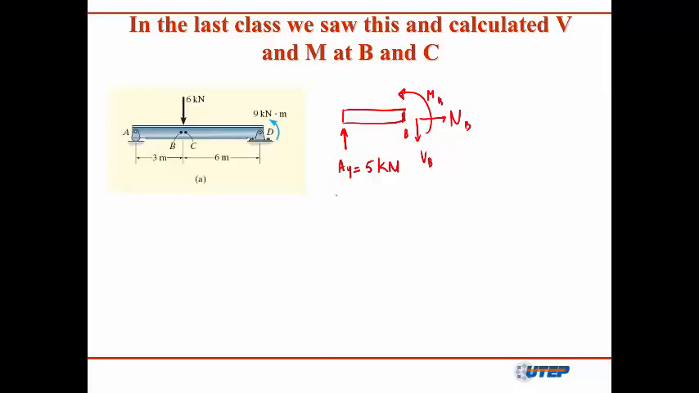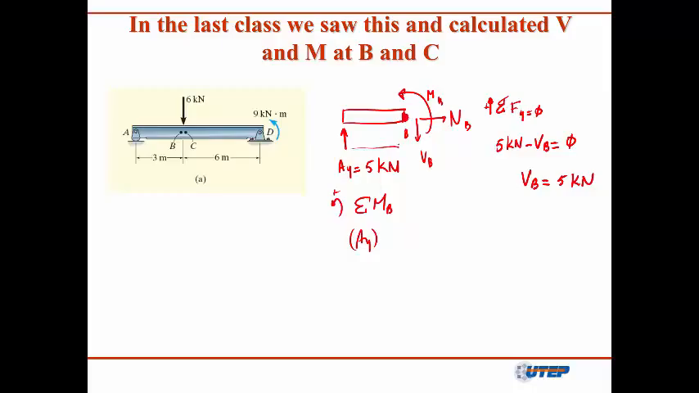So what we did was sum of the forces in Y equals 0. And so we had 5 kilonewtons minus VB equals 0. So VB equals 5 kilonewtons. So that's how we did it. And then in the case of the moment, we do sum of the moments at point B. So we go to that specific area. And then we have AY times, in this case, the distance, it's 3 meters. AY times 3, and this is a negative moment, plus MB equals 0.